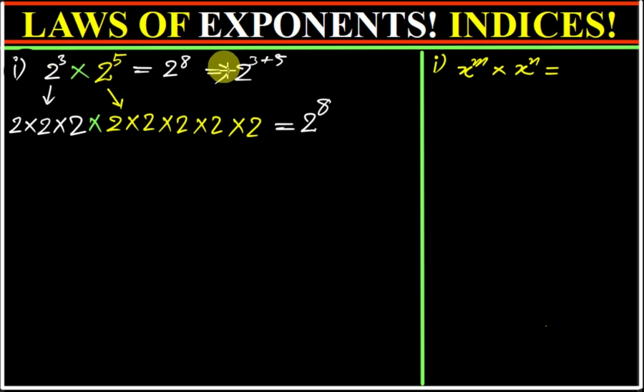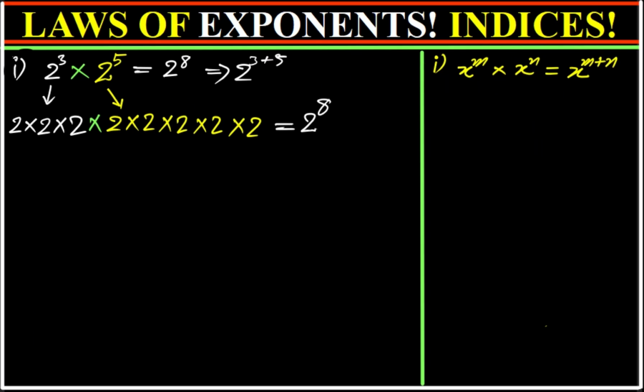Then we cannot apply this law. So this power will not be added. This is the first condition to apply the laws of exponent: the base should be the same. So here the bases are the same, x and x. The powers may be different. So now we can just add these powers. So it will be equivalent to x raised to the power m plus n. This is the first law of exponents.